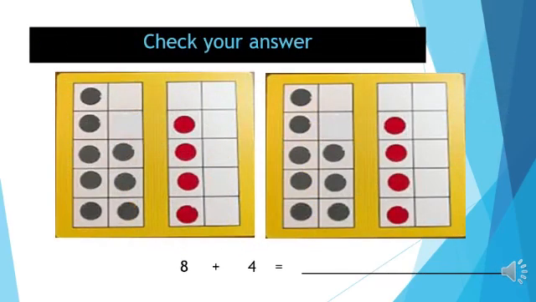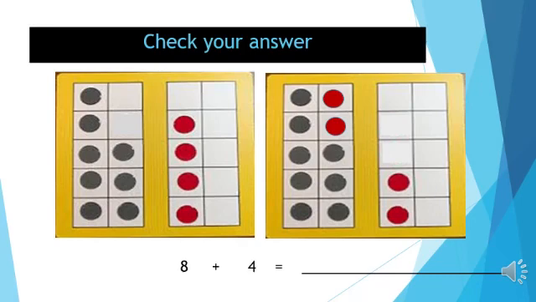So let's check your answers. Here I have copied the same image again, and this is how it will be done. 2 red dots will be moving from the second group to the first group. 2 will be erased from here, and 2 will go to the first group. 2 red dots are there, and this 10 has been formed over here, and 2 loose ones are left with us in the second group.